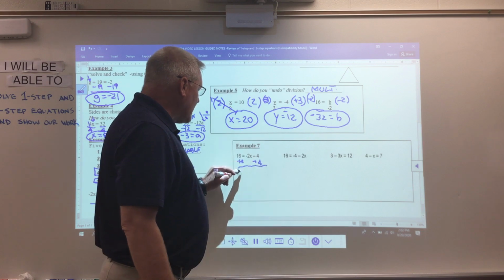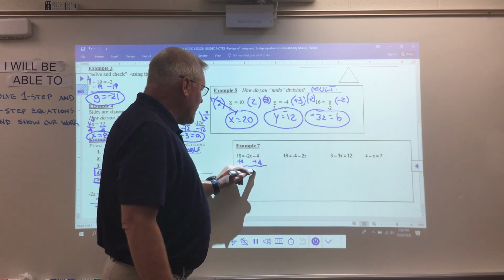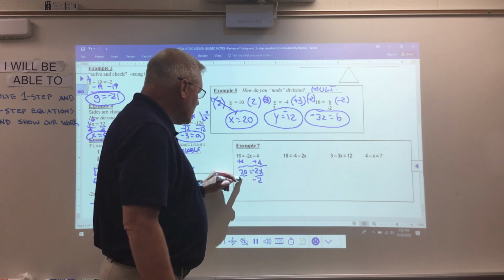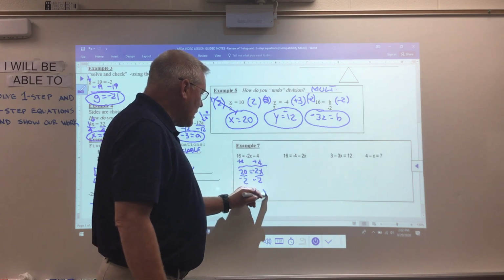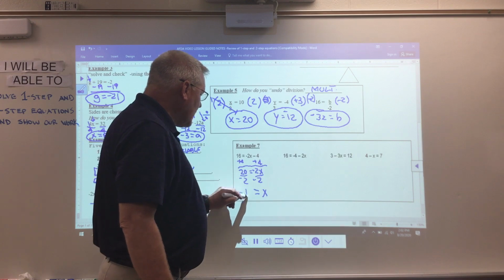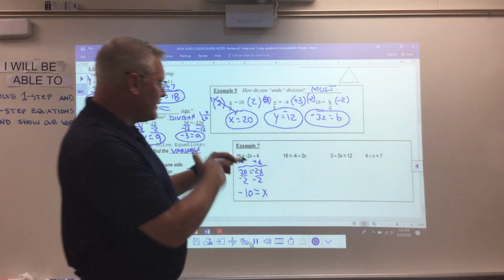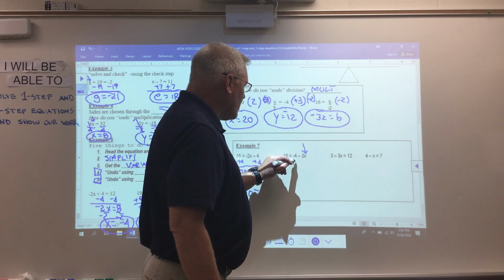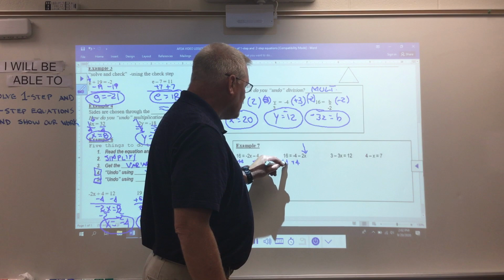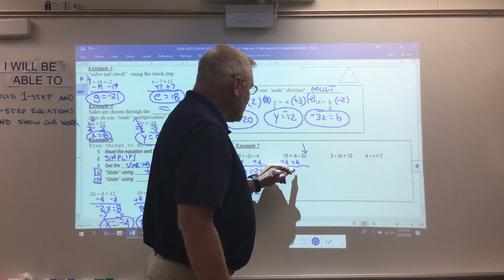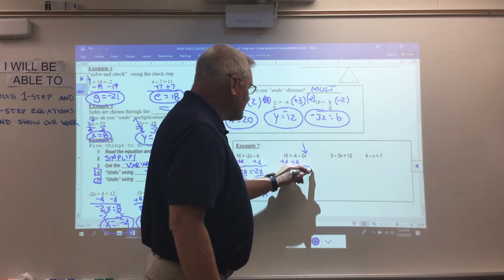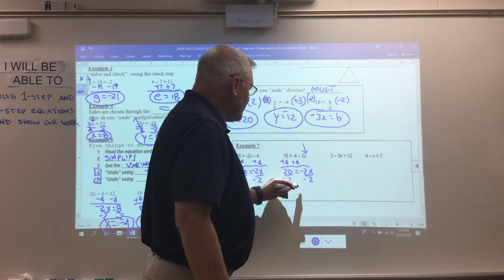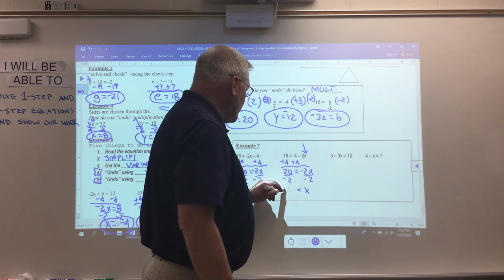Add 4 to both sides. I got 20 is equal to -2x. Divide by -2. And I got x is equal to -10. Let's look at this guy here. There's my variable right there. I'm going to get rid of that -4 by adding 4 to both sides. I got 20 is equal to -2x. I'm going to divide by -2. And I got x is equal to -10.